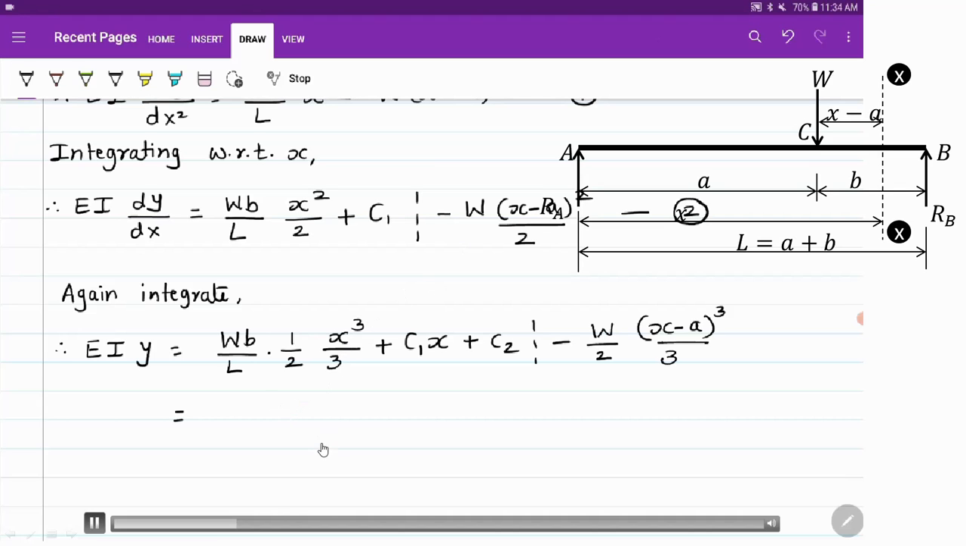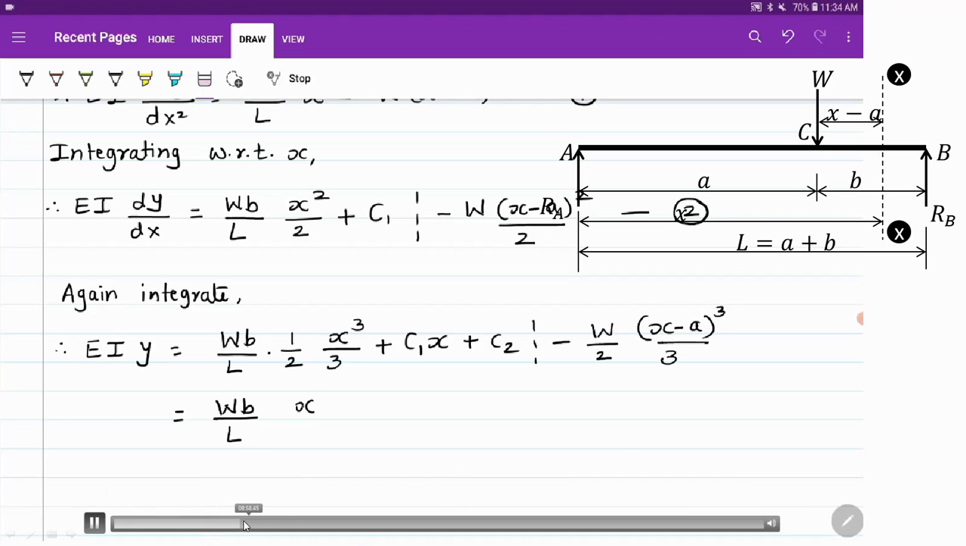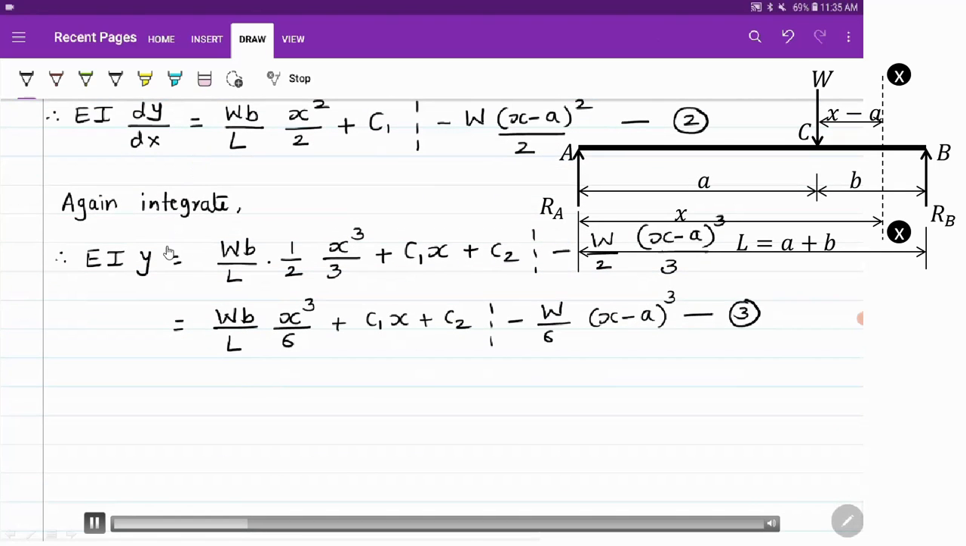So ultimately what we'll have over here is EIy equal to Wb by L into x³ by 6, plus C1x plus C2, minus W by 6 (x minus a) cubed. So 2 into 3, that is 6, that we have written over here. So this is another equation that we are getting. So equation number 3. The second equation is that of the slope. Then the third equation is that of y, that is deflection.